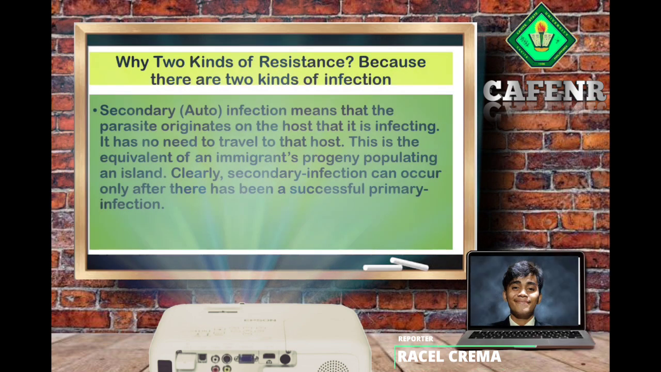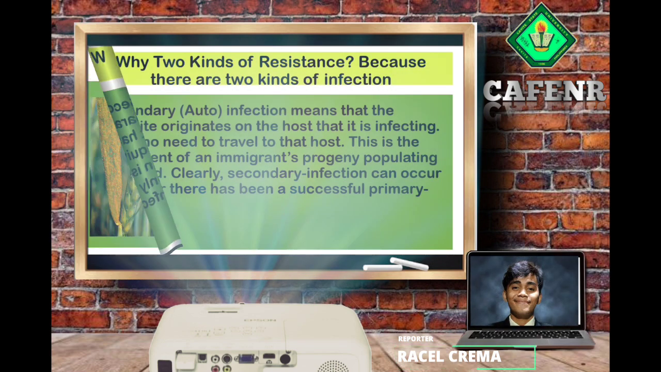You may think of primary or allo infection as the equivalent of cross-pollination, and secondary or auto infection as the equivalent of self-pollination. Vertical resistance can be controlled by primary or allo infection. Only secondary or auto infection can be controlled by horizontal resistance, but horizontal resistance can also control primary or allo infection. This is because the plant has horizontal resistance, but many plants have no vertical resistance.